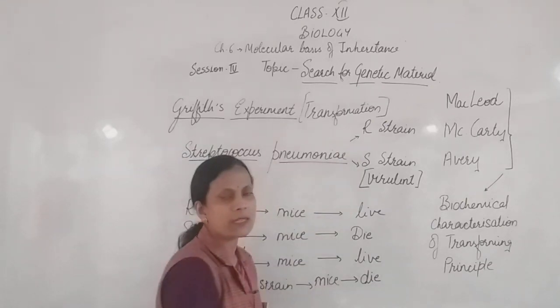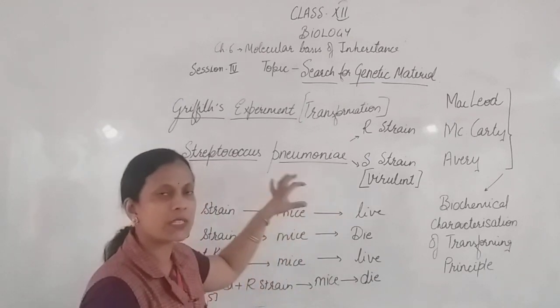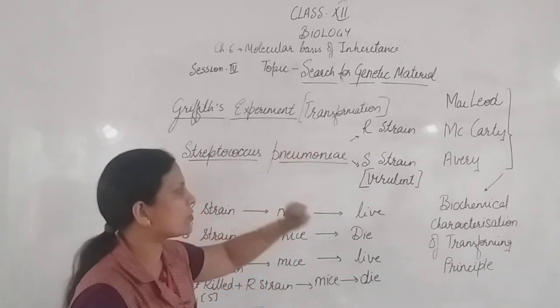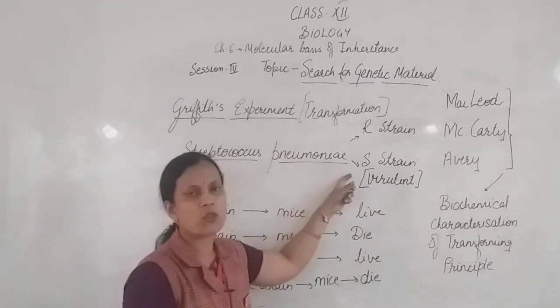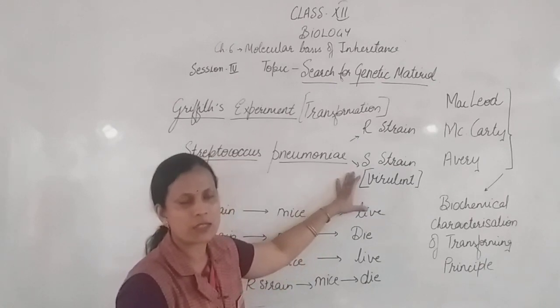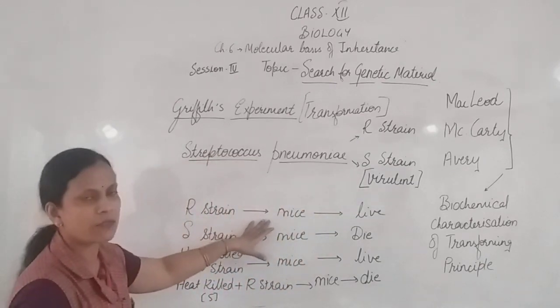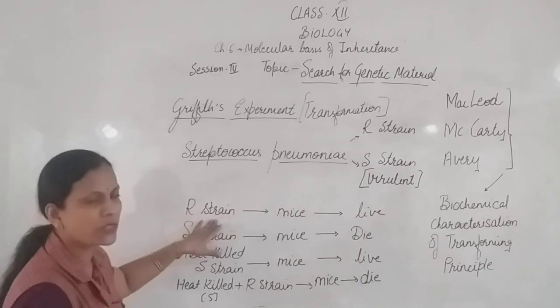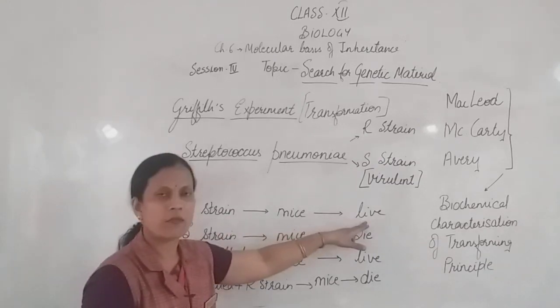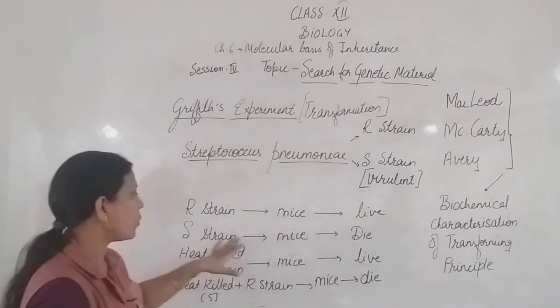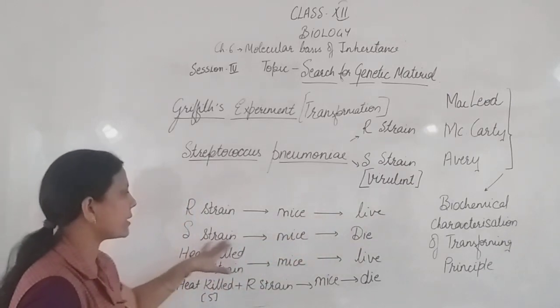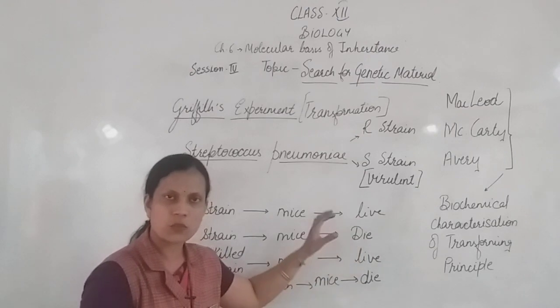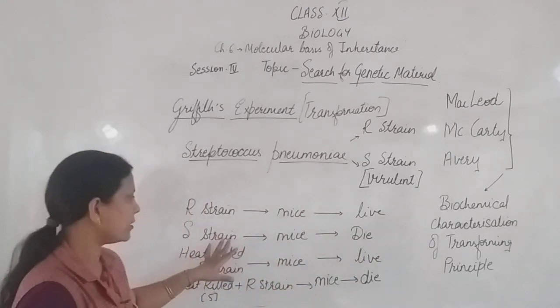two strains, the R strain and the S strain, of the same bacterium, and among these two strains, one strain was virulent, that is, disease causing. He experimented on mice with the two strains. He found that when he injected the mice with the R strain bacterium, the mice survived. When he injected the S strain bacterium, the mice died. So this confirmed the virulent form of this strain.